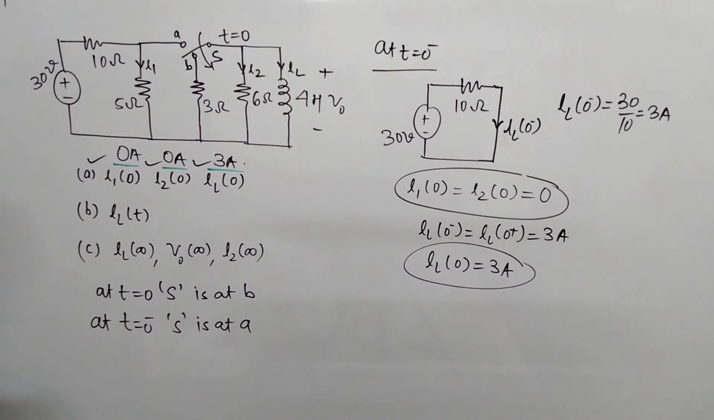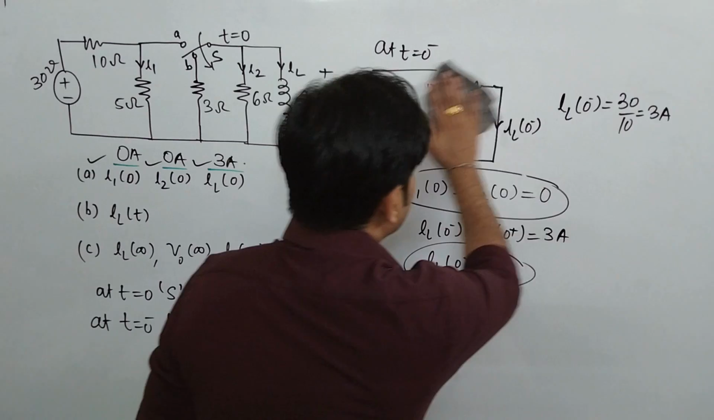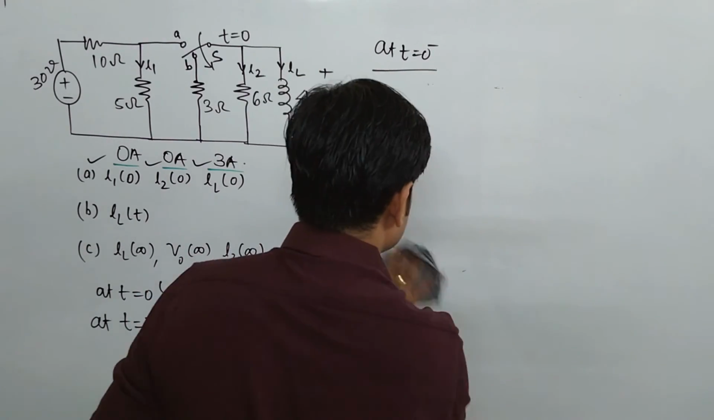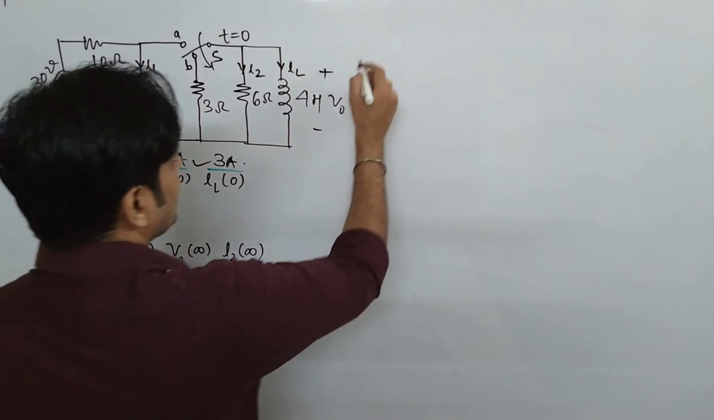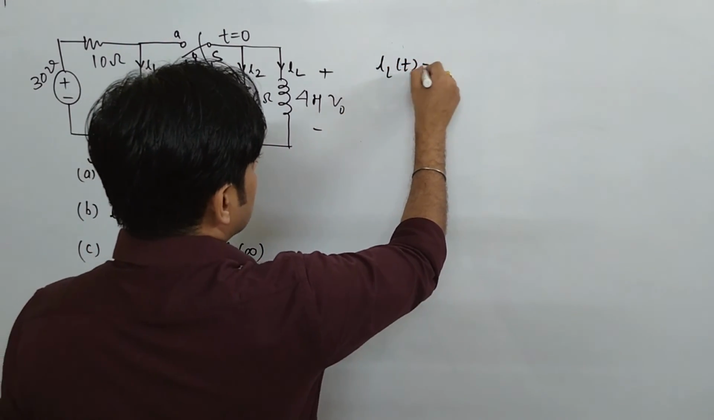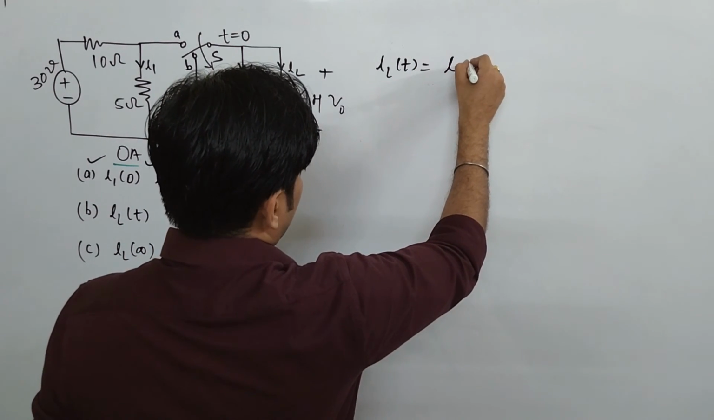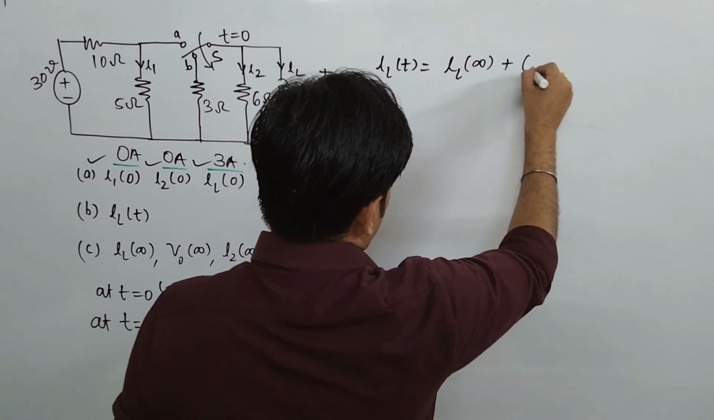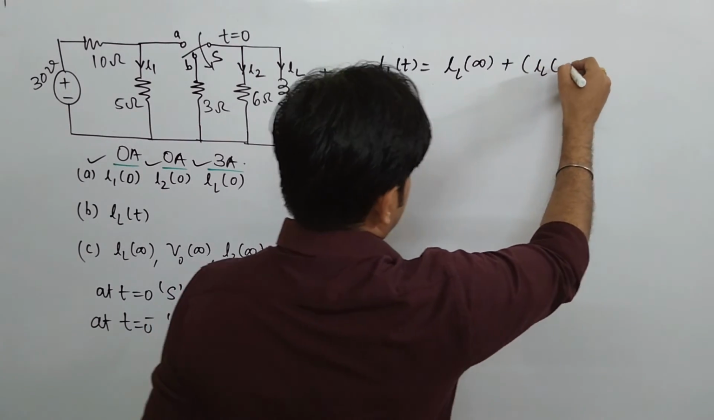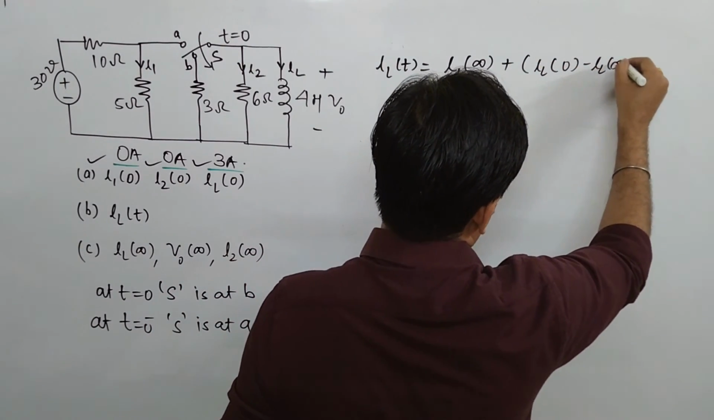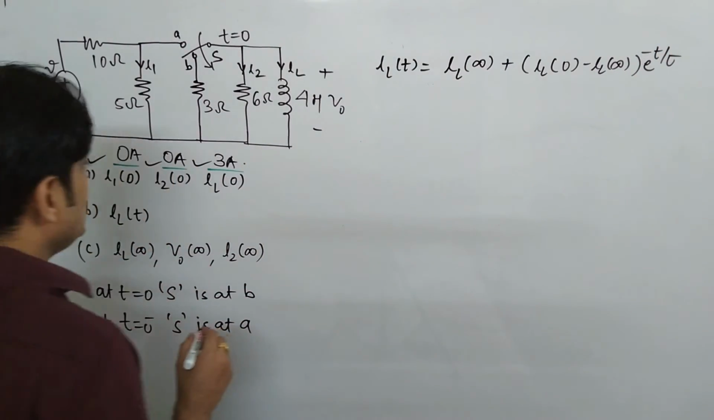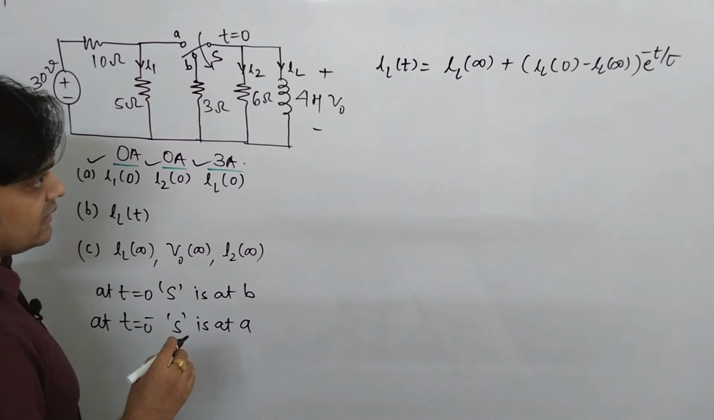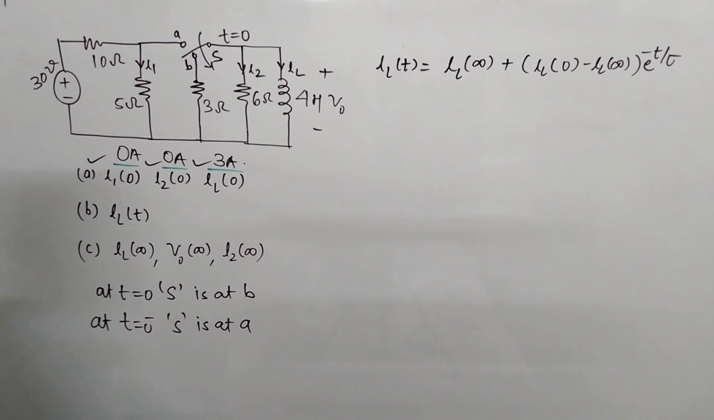Okay, these three solutions we have found. Now come to the point, that is ILT. Now we have to find the value of ILT. We will see how we find it. For finding out ILT, as I said earlier, very simple. ILT is IL infinite plus IL0 minus IL infinite into e to the power minus t by tau. So the value of IL0 we have already found as 3 ampere. Now you have to find the value of IL infinite.